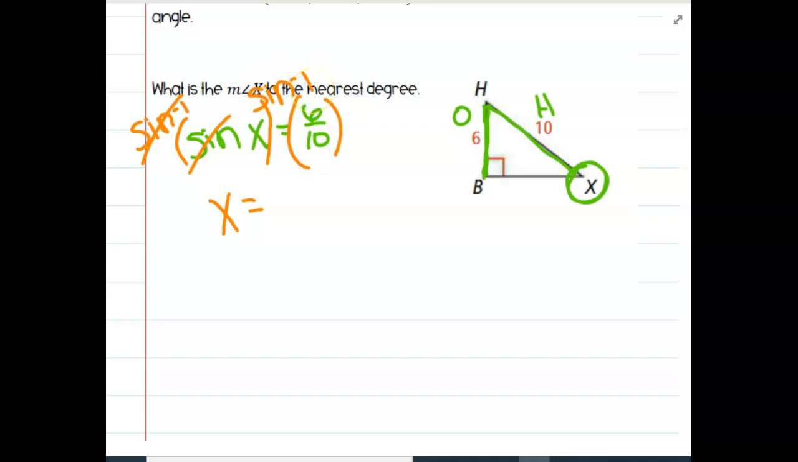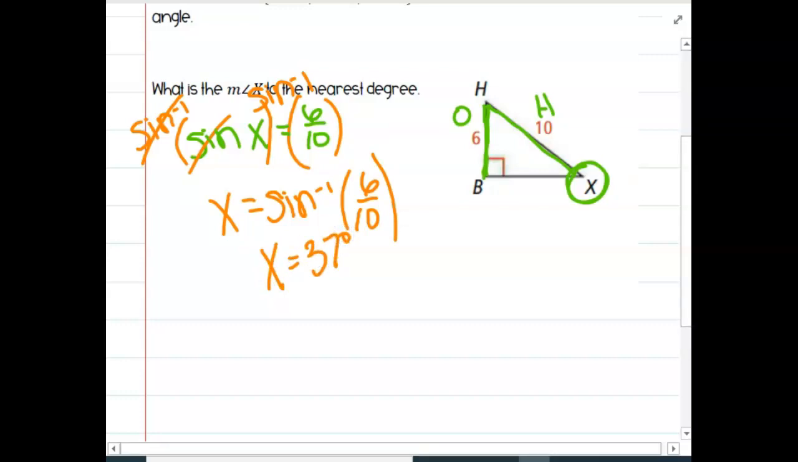So to solve for x, once again, you're going to have your calculators today. On your calculator, it's probably wherever your sine button is. Above the sine button, you should see the inverse sine button. To get to that inverse sine button, you may have to hit the second key. So hit second, then inverse sine, and then plug in 6 divided by 10. And once again, just like yesterday, I want you guys to practice this. You should get 37 degrees.